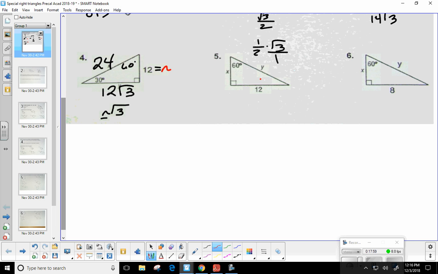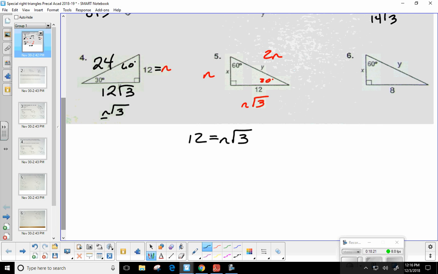Because if this one's the 30, across from 30, we always have the smallest side n. Across from 60 is always n square root of 3. And then the hypotenuse, let me get rid of this guy, is always 2n, right? So see here, it's not immediately visible. We know that the length is 12, but it's supposed to be n square root of 3.